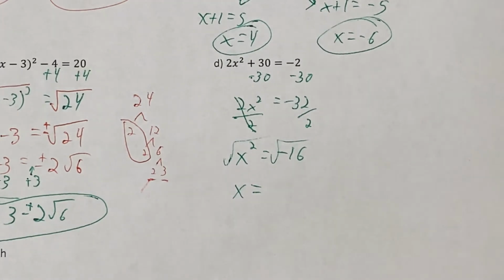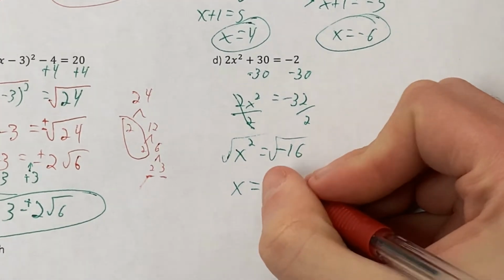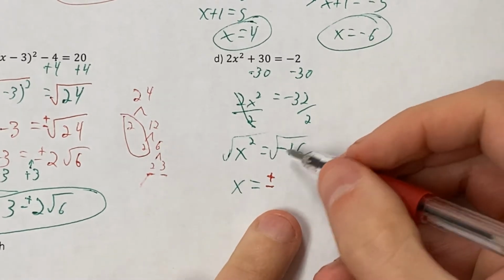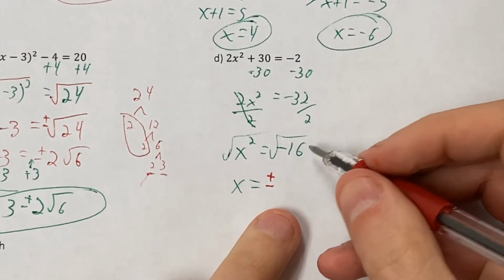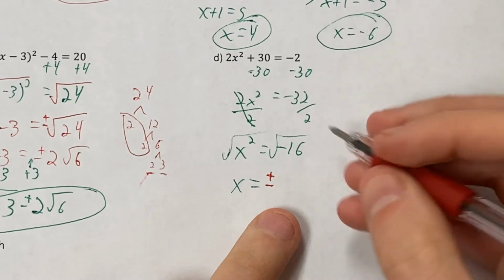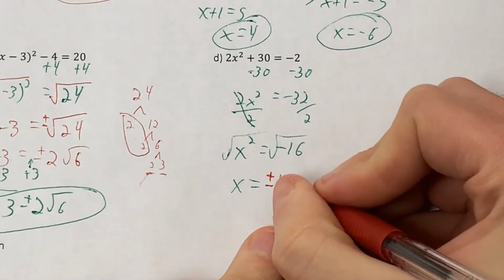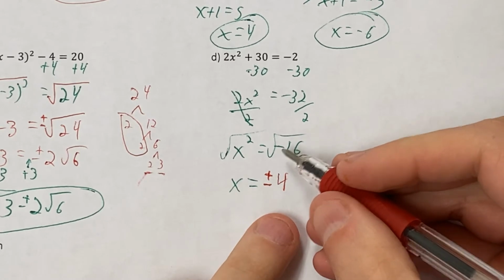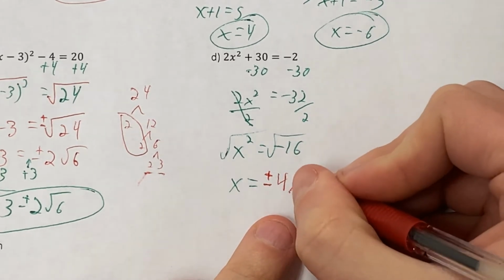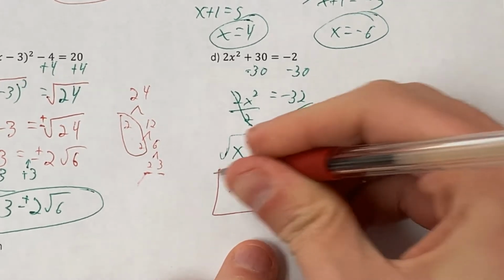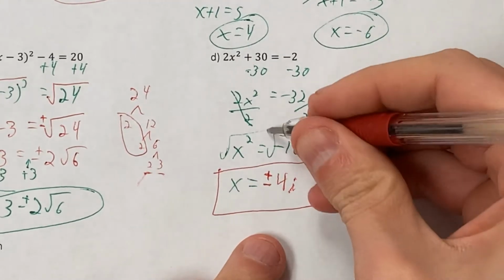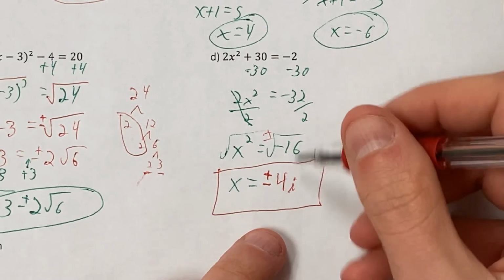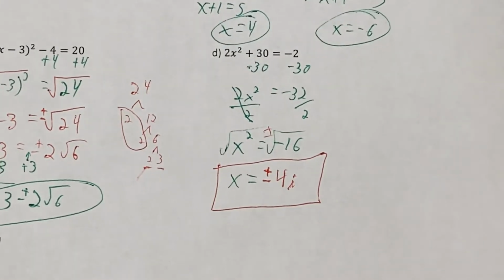Let's see. Oh boy, first of all, plus or minus. Then, the square root of 16, that is a whole number. Don't worry about the tree. What's the square root of 16? It's 4. But then, it's the square root of a negative. So you have to put an i. And that is the total answer. Don't forget the plus or minus because you're rooting. Don't forget the i because it's negative. Don't forget the 4 because that's the actual square root.